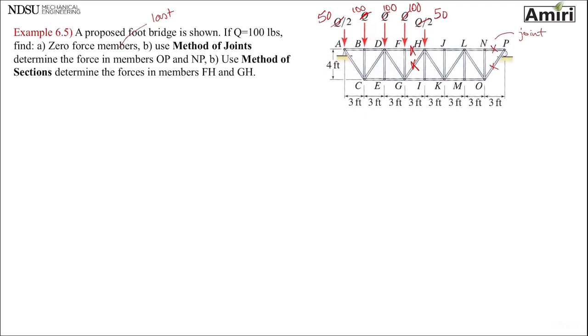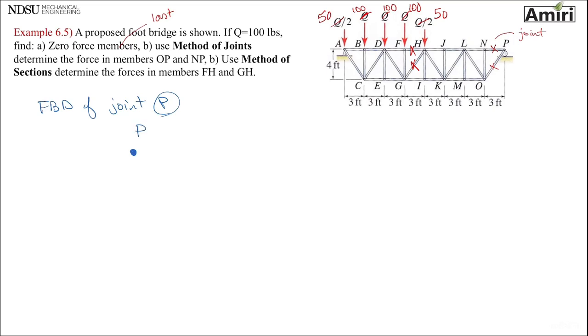All right, so let's start with method of joints, the simpler one. So if you look at the truss and you want NP and OP, what joint would you pick? That's right, I will also pick joint P. So let's see. So FBD of joint P. That is joint P.